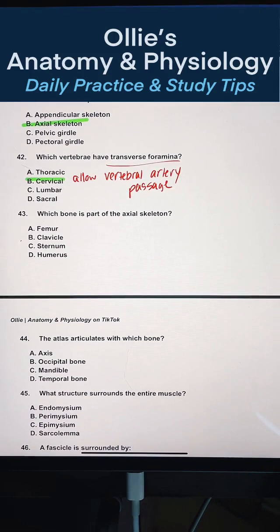All right. Number 43. Which bone is part of the axial skeleton of the following here? The sternum is part of the axial skeleton. So again, your axial skeleton is like your skull, your vertebrae, your ribs, and your sternum. Pectoral girdle, some people get that confused, but your girdles are part of your appendicular skeleton.